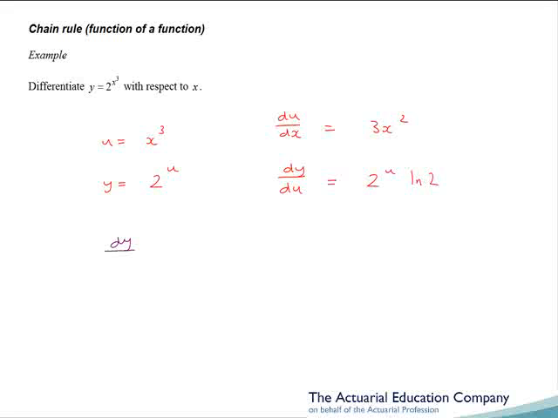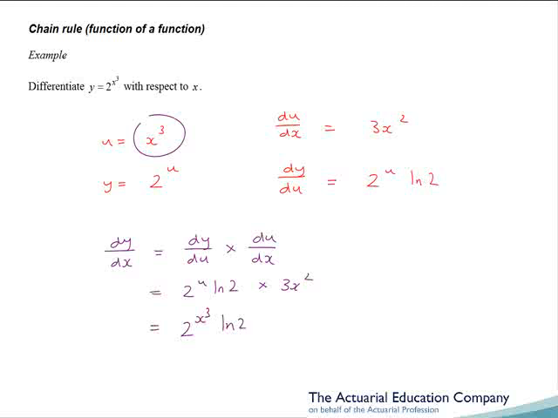Using the chain rule, we have that dy by dx is equal to dy by du times by du by dx. dy by du is 2 to the u log 2, and du by dx is 3x squared. But u is equal to x cubed, and so we have 2 to the x cubed log 2 times 3x squared. You can see we have repeated a similar method to differentiating 2 to the x. We get 2 to the x cubed log 2, and then we times by the derivative of that nested function.